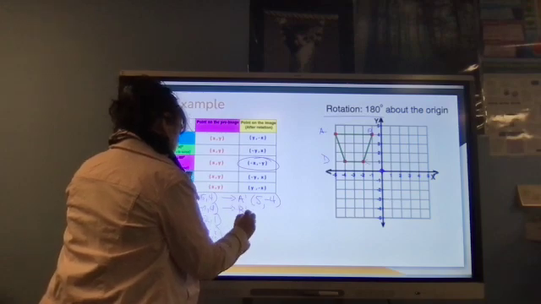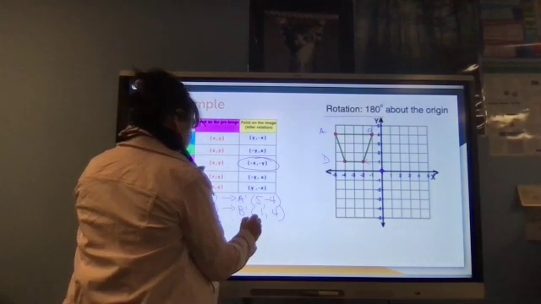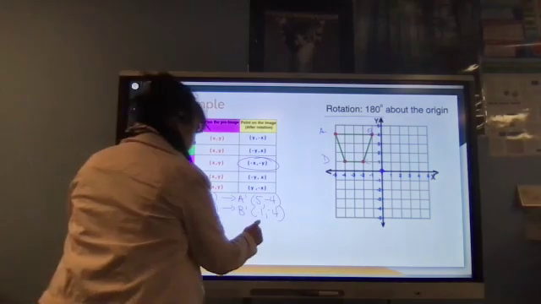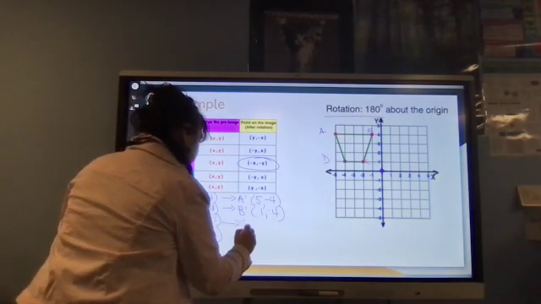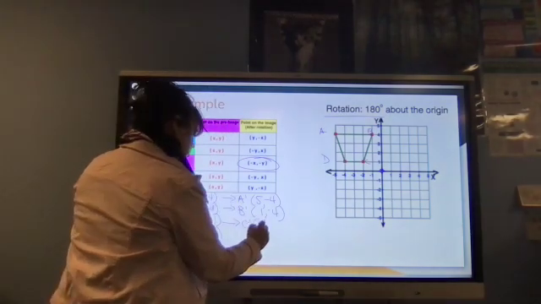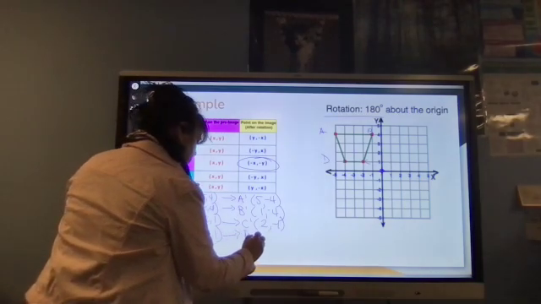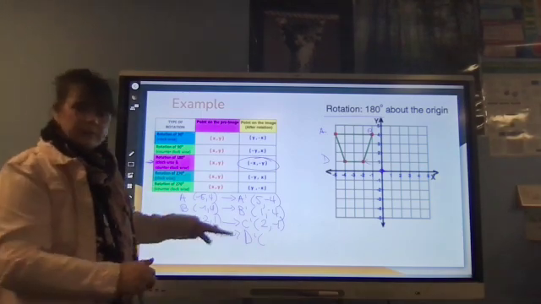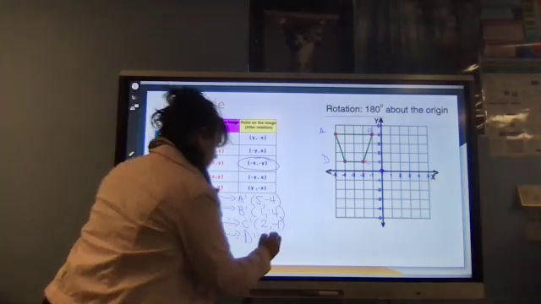For B prime, again, we're just flipping the signs, keeping the numbers the same. So when we flip these signs, this now becomes a positive and this becomes a negative. Let's get that out of there so it doesn't look like a negative. Our C prime position, we're keeping the numbers, flipping the signs. So a negative 2 goes to a 2 and a positive 1 goes to a negative 1. And finally, our D prime image, again, we're keeping the numbers the same. We're just flipping the signs. So our negative 4 becomes a positive 4 and our positive 1 becomes a negative 1.